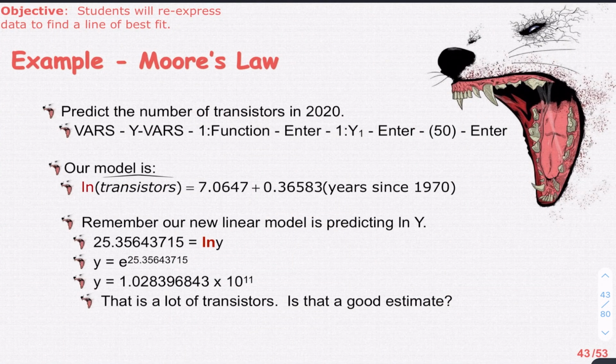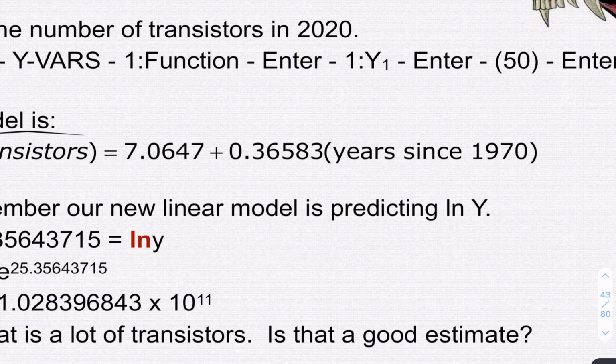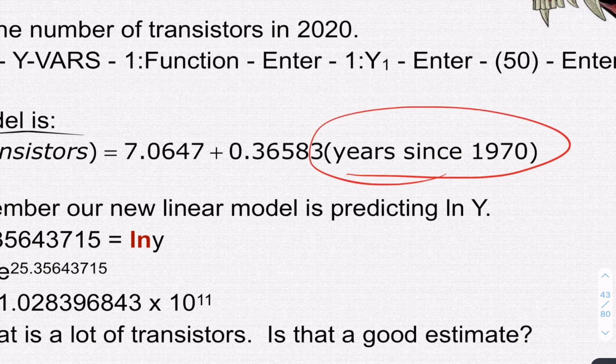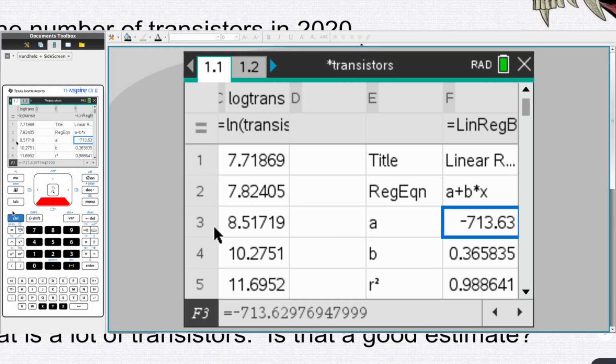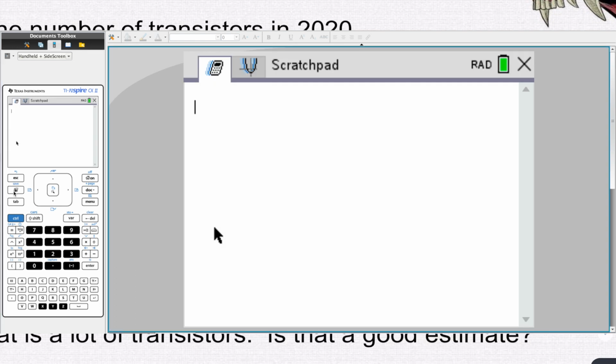If I wanted to predict the number of transistors in 2020, what I'm going to do is plug in years since 1970. If I go to my calculator, and this is always years after, I can go 7.0647 plus 0.36583 parentheses. 2020 would be 50 years after 1970. So if I type in 50 and I hit enter, I get 25.3562.